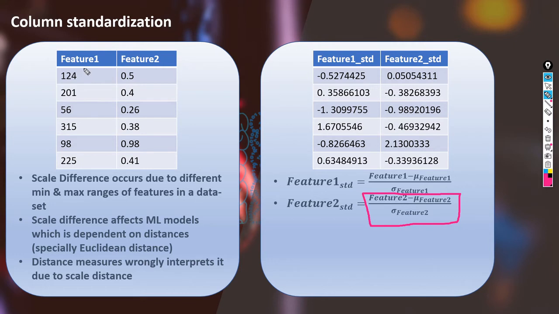So for standardizing feature 1, what do you have to find out? You have to find out the mean of the feature. So you have to find the average of all these values.